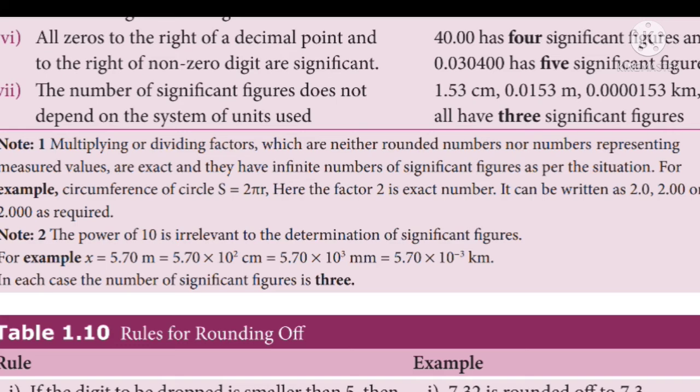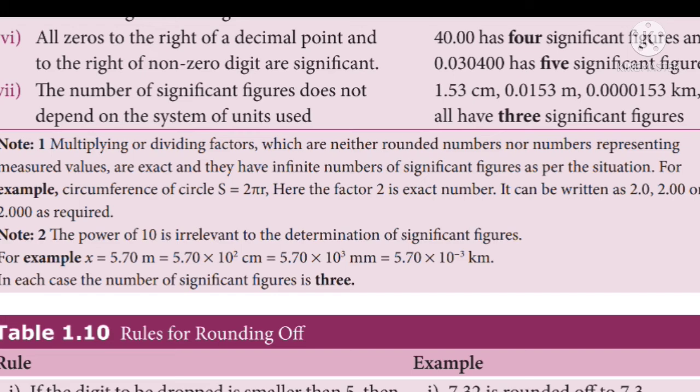So there is a note given in our textbook. Look at that. Multiplying or dividing factors which are neither rounded numbers nor numbers representing measured values, but exact, have infinite numbers of significant figures as per situation. For example, let us imagine the circumference of the circle, S is equal to 2 pi r. Here the factor 2 is an exact number. It can be written as 2.0 or 2.00 or 2.000 as required.